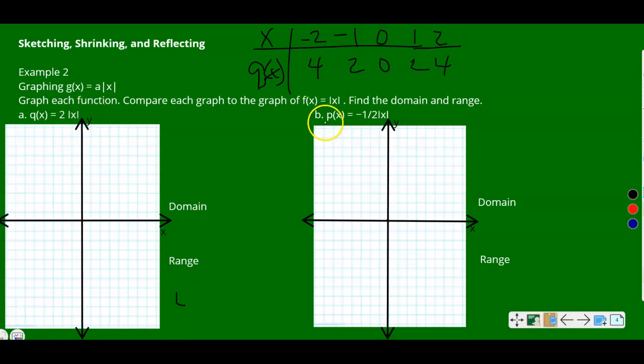All right, once you quickly make a table of values, you can graph these as ordered pairs. This is your x, this is your y value. So negative 2, 4. Negative 2, 1, 2, 3, 4. Negative 1, 2. 0, 0. 1, 2. And 2, 4. All right, let's see if I can draw a V-shaped graph here on the computer.